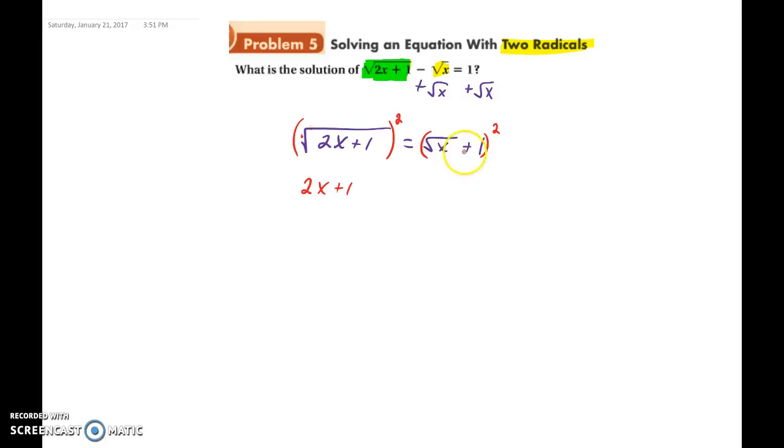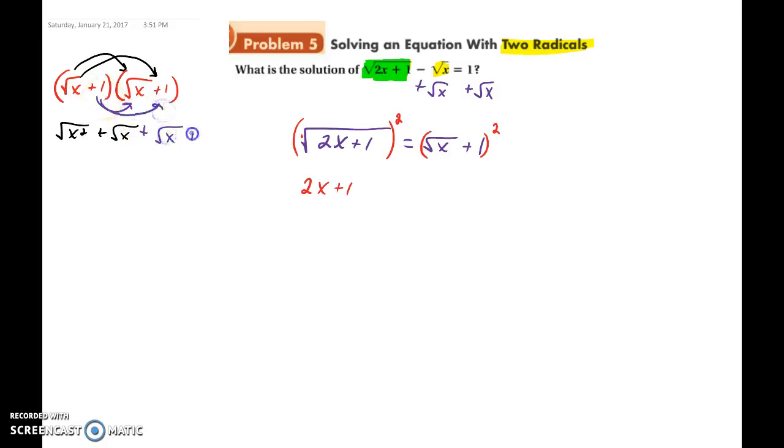Now we're going to multiply this off to the side. It'll be the square root of x plus 1 times the square root of x plus 1. There's a shortcut for this, but we're going to go through it using FOIL. Square root of x times square root of x is square root of x squared. Square root of x times 1 is plus the square root of x. 1 times square root of x is plus the square root of x, and 1 times 1 is plus 1. The square root of x squared is equal to x. Square root of x plus square root of x is plus 2 square root of x, plus 1. So this is equal to x plus 1 plus 2 times the square root of x.